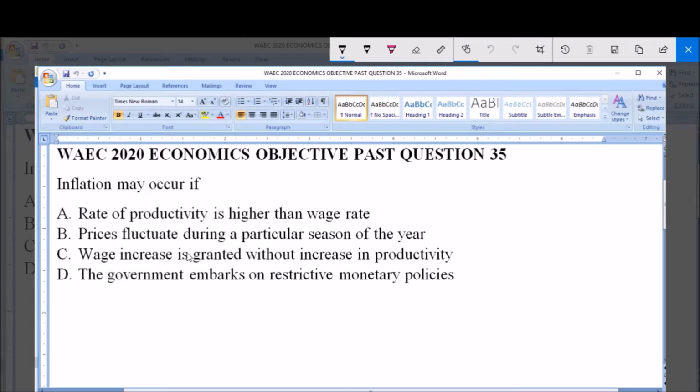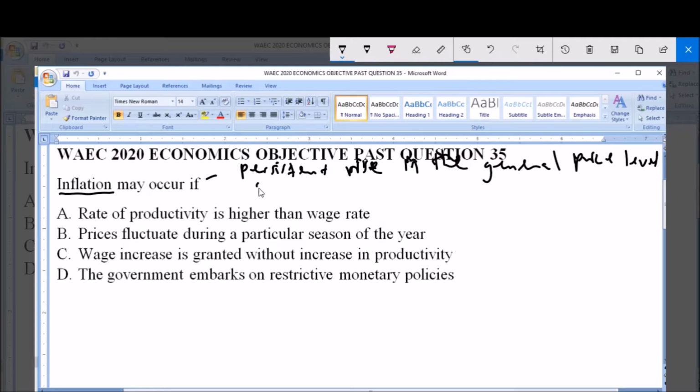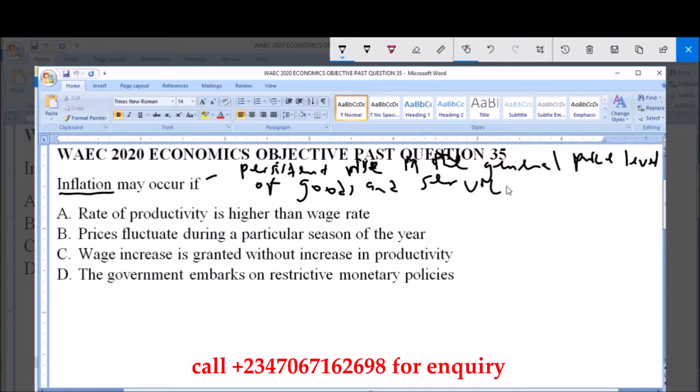So what we are asking is which among the options can be responsible for inflation? So inflation basically refers to the persistent rise in the general price level of goods and services. So that is inflation.